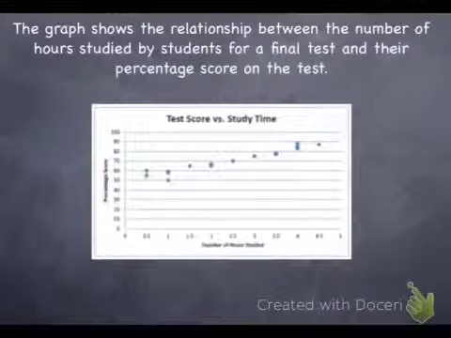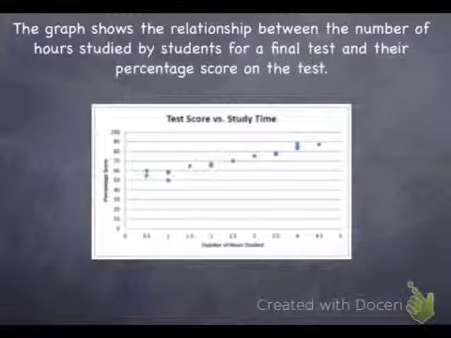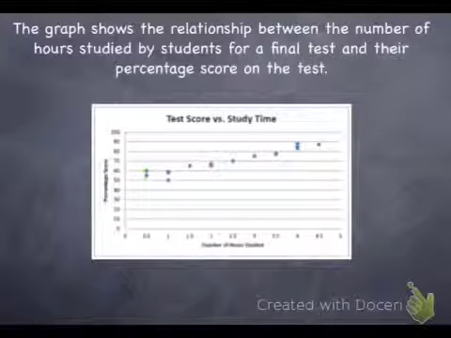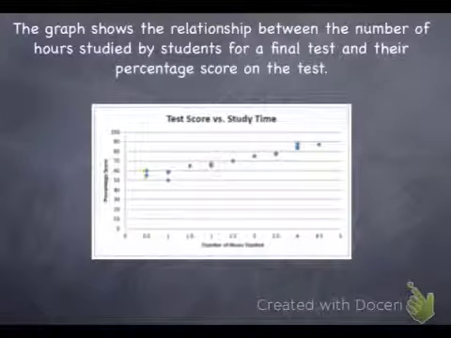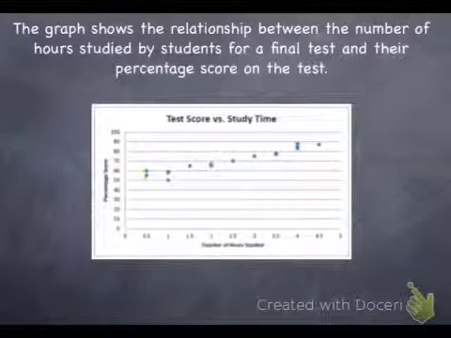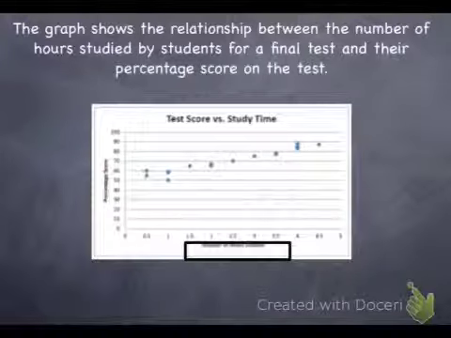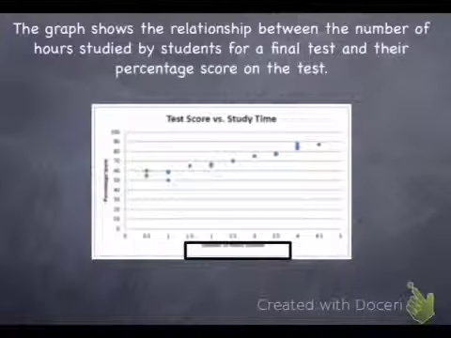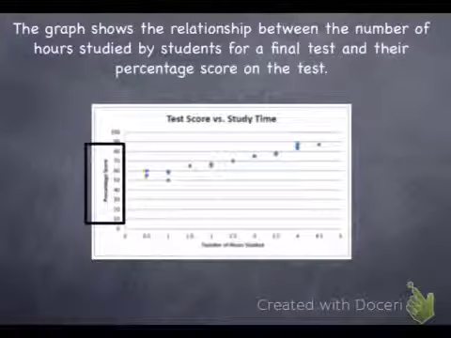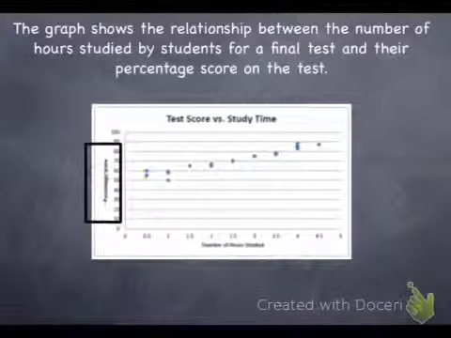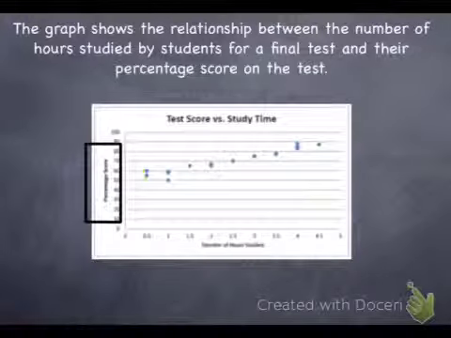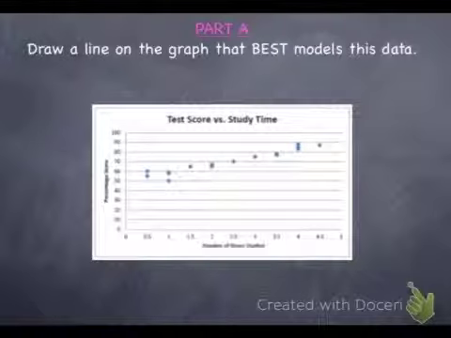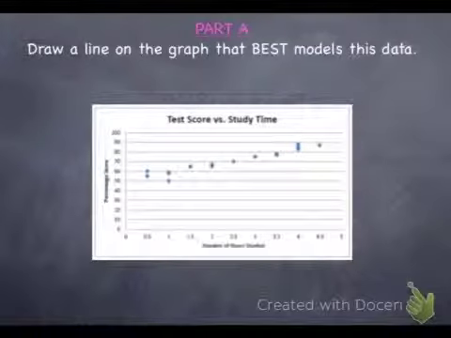So the question today says the graph shows the relationship between the number of hours studied by students, like you guys, for a final test and then their percentage score on the test. So on one axis down here you can see the number of hours studied, and it's not very easy to read, and we are comparing that to the final percent score that they got on their test. So the first part, part A, wants us to draw a line that best models the data.